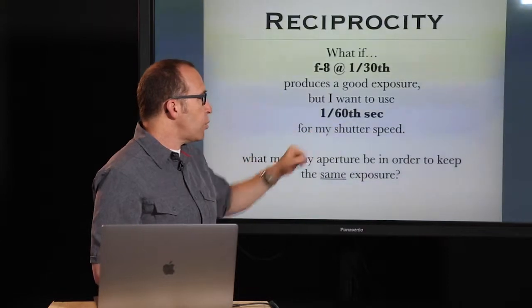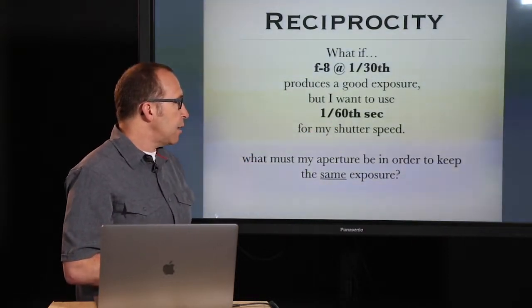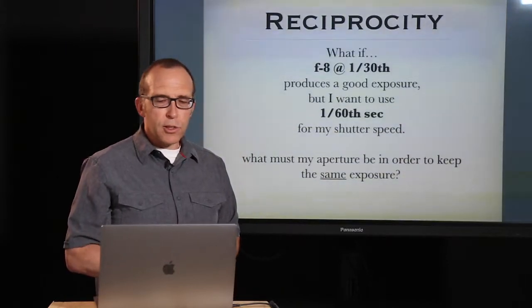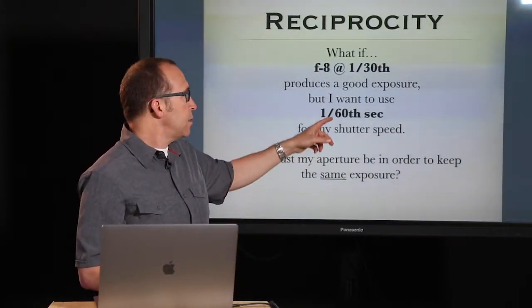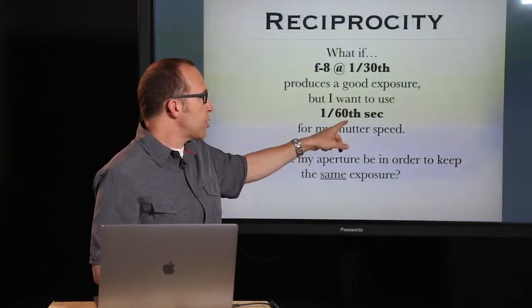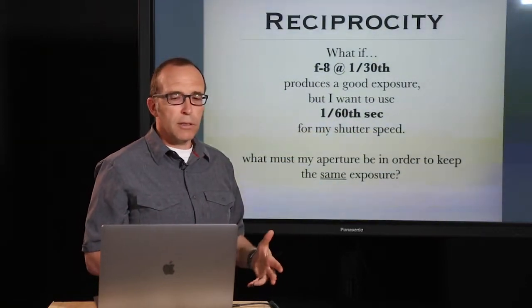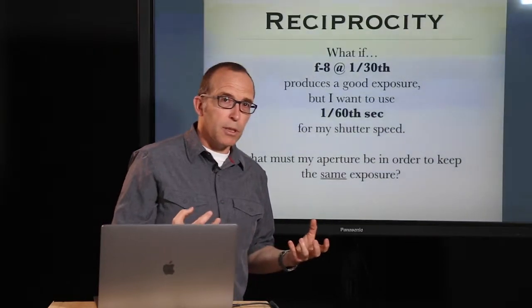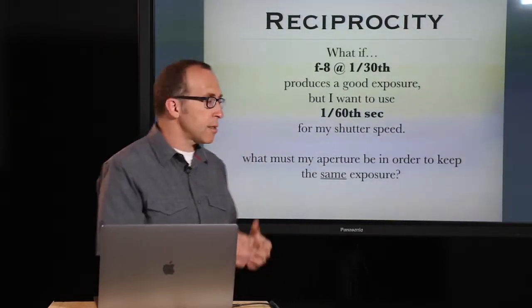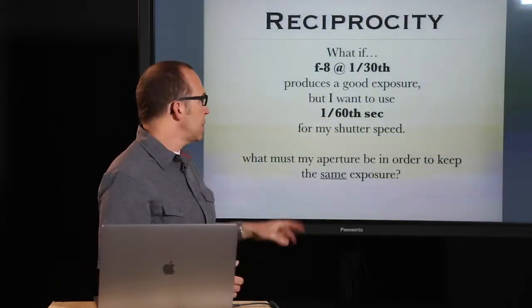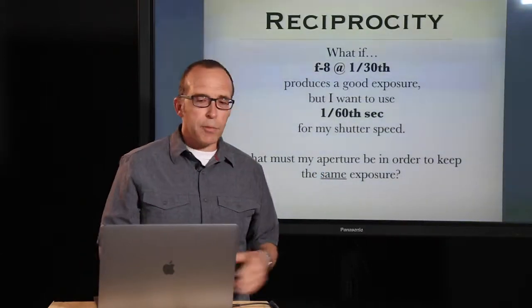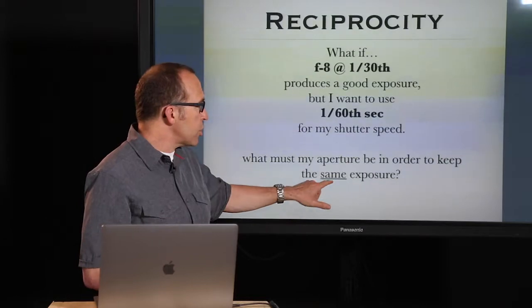So instead, you want to use a shutter speed of 1/60th of a second. Okay. So here's my question. What would happen if we changed our shutter speed to a 60th? Well, our picture would get darker because we just sped up the shutter speed. The time is less, so less light's coming in. So what must my aperture be in order to keep the same exposure?